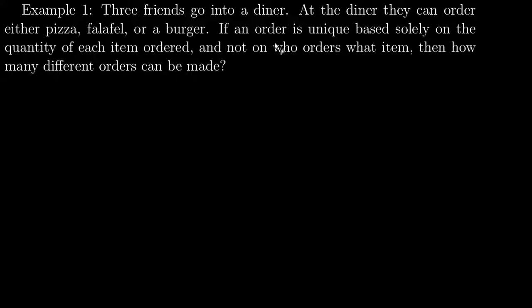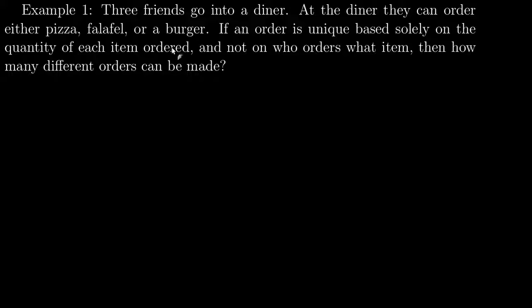Three friends go into a diner. At the diner, they can order either pizza, falafel, or a burger. If an order is unique based solely on the quantity of each item ordered and not on who orders what item, then how many different orders can be made? And I'm going to assume for this problem that all three are ordering something, one thing.